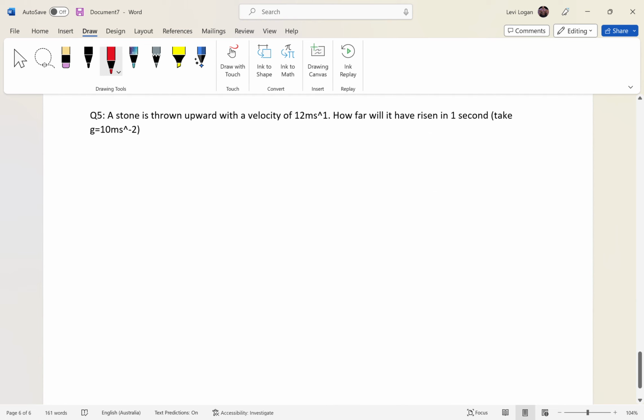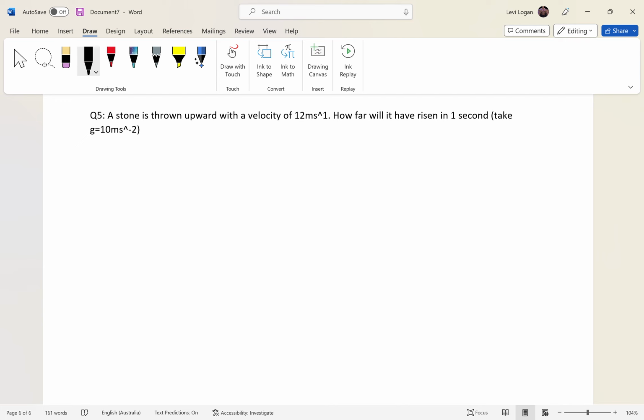So I'll just read it out to you. A stone is thrown upward with a velocity of 12 meters per second. How far will it have risen in 1 second? Take gravity to be 10 meters per second squared downward. Alright, so feel free to pause the video and have a go at the question.